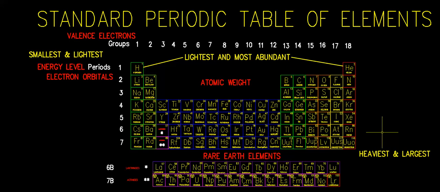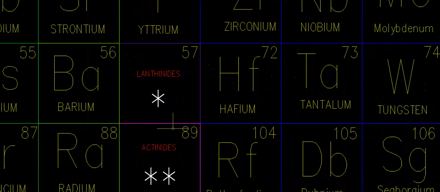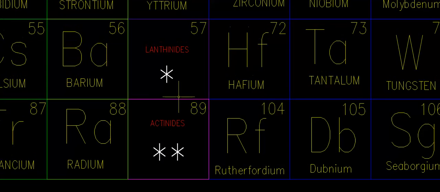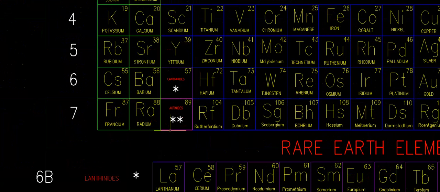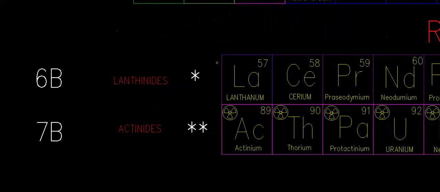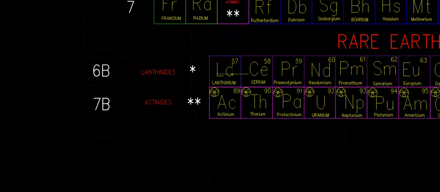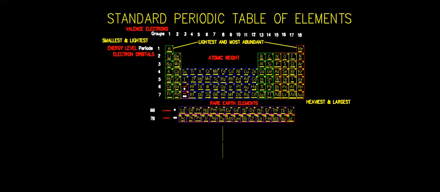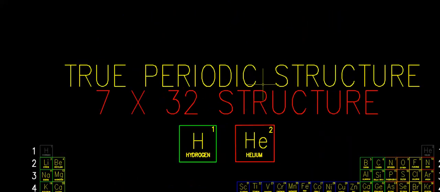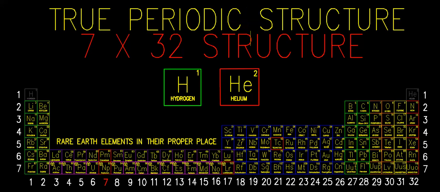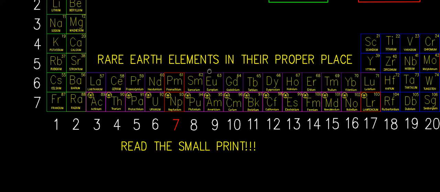So if you read the small print, the rare earth elements are shown below the main structure, but actually belong in the middle of this structure. Again, they shorten it down and say the true version is too wide to easily fit in textbooks, but we will be using the true periodic structure for my work. This 7x32 structure is actually the true representation of elements in perfect logical order. All your science books will tell you this in the small print, but only a few actually put the elements where they belong.